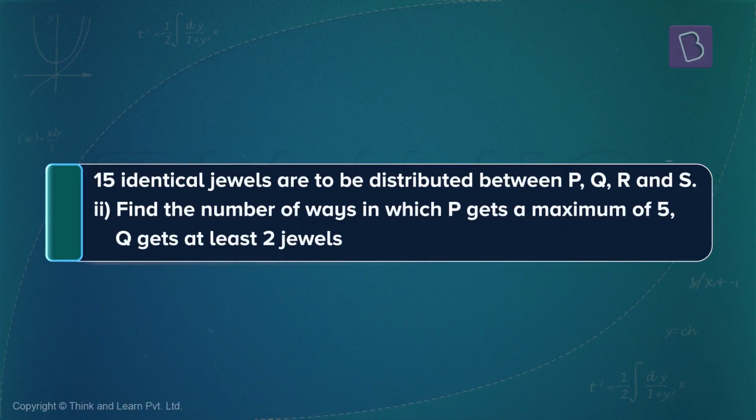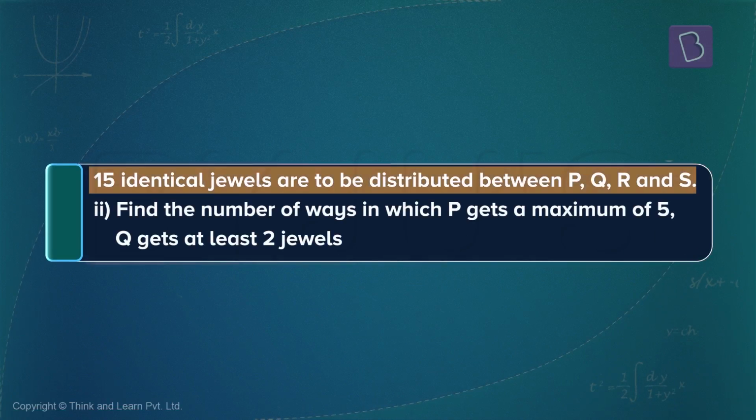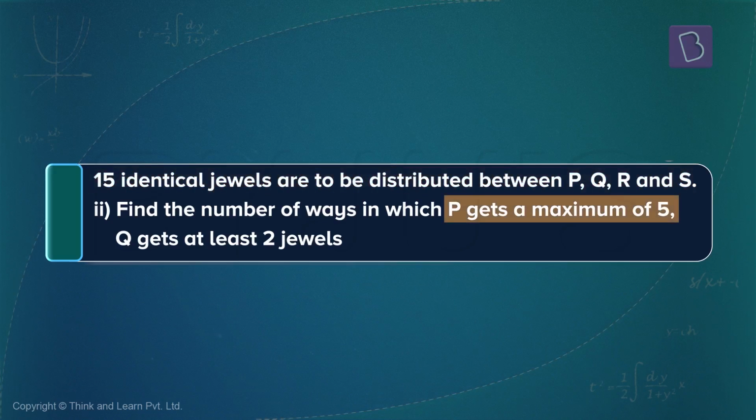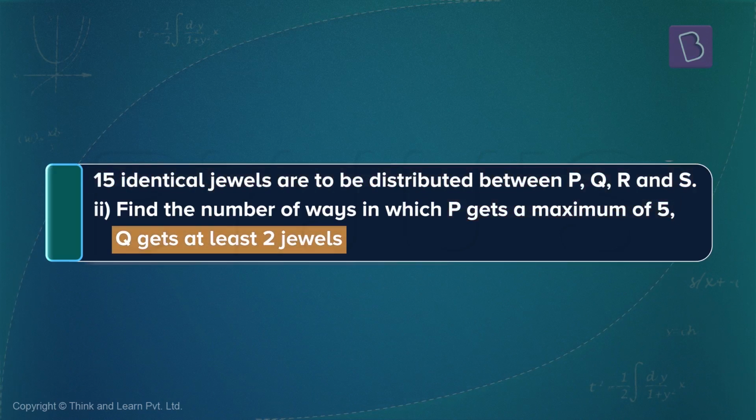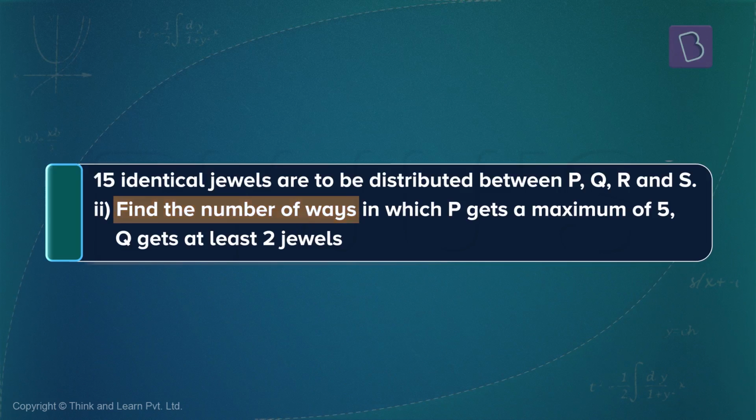Moving on to the second part of this passage question. The passage states that 15 jewels have to be divided amongst P, Q, R and S. But now P can't have more than 5 jewels and Q should have at least 2 jewels is the problem statement. There is no condition on R and S, and we have to find out the total number of ways in which this can be done.